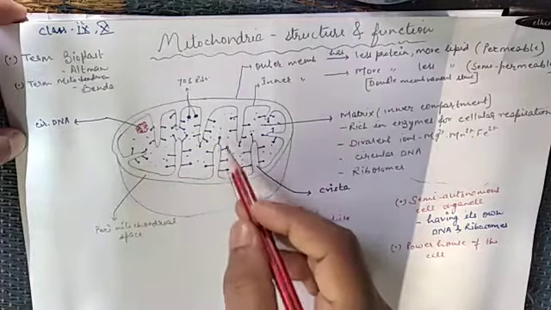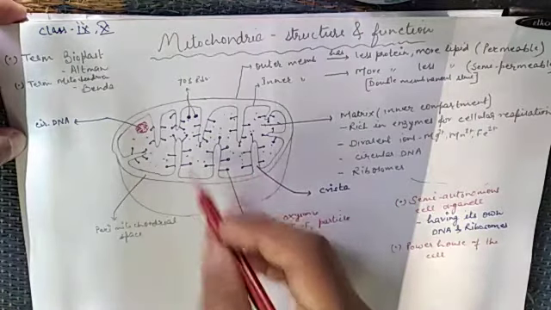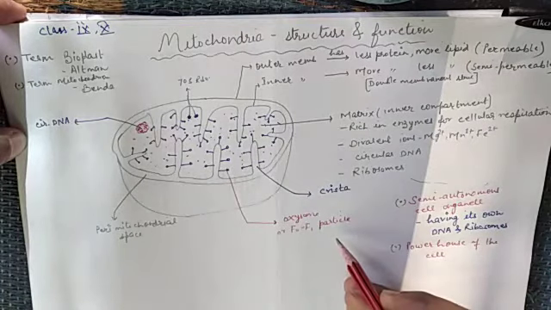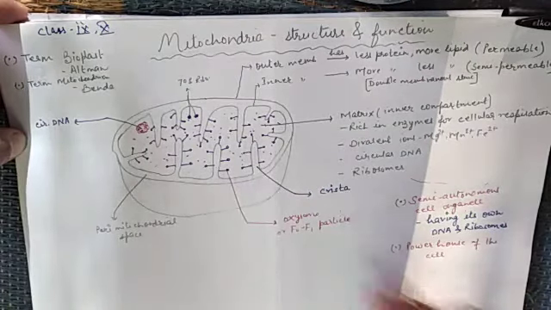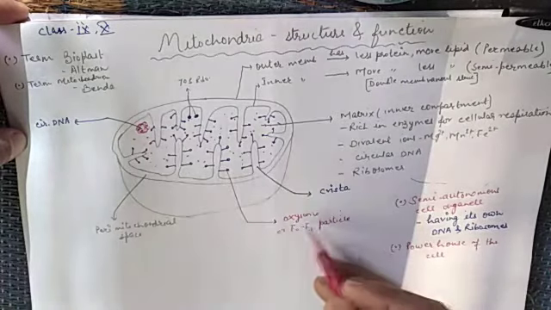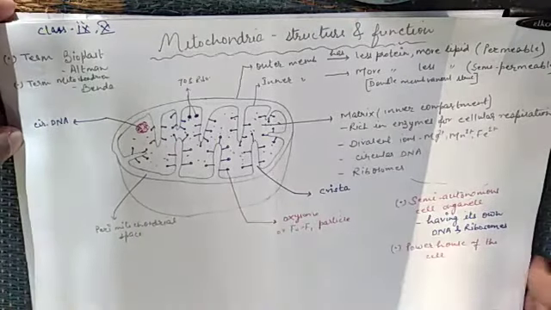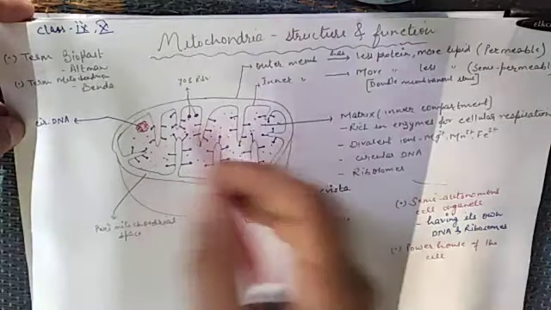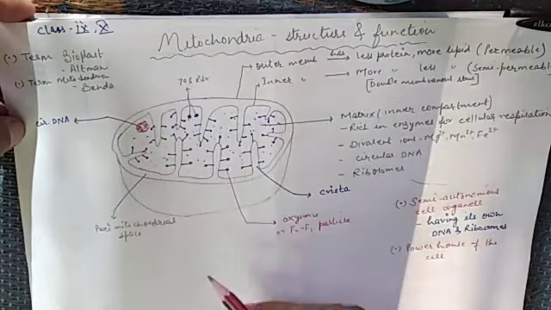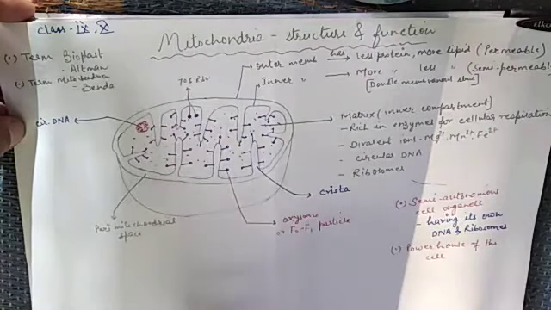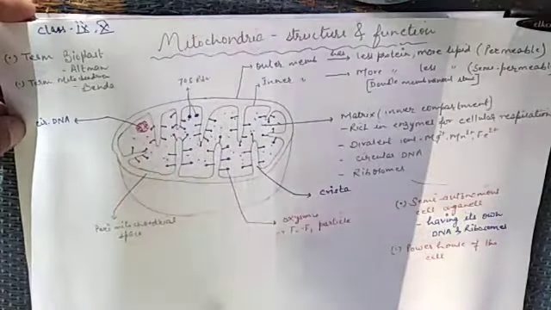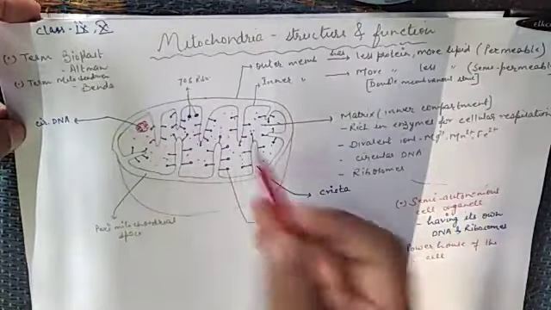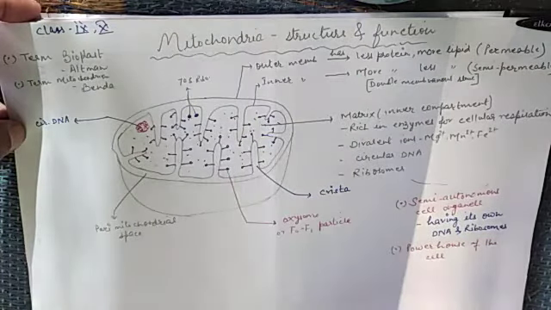On the crista, you can see structures here. These are called oxysomes or F0 F1 particles, or Fernandez particles, after the name of the scientist. These particles, the oxysomes, are involved in the production of ATP inside the mitochondria. They have certain enzymes like ATPase, which forms the ATP. Due to this function, the mitochondria is also called the powerhouse of the cell.